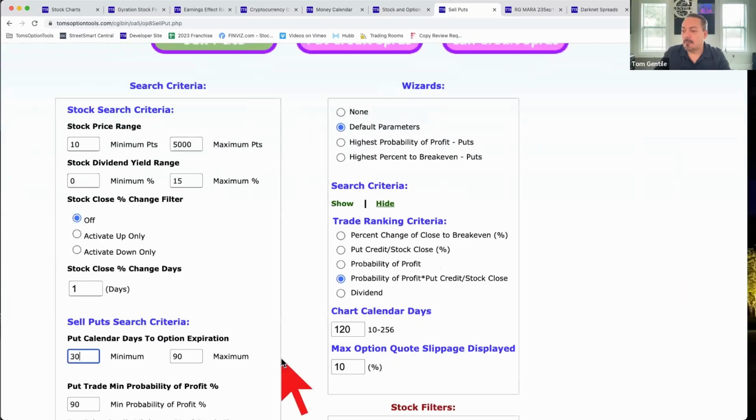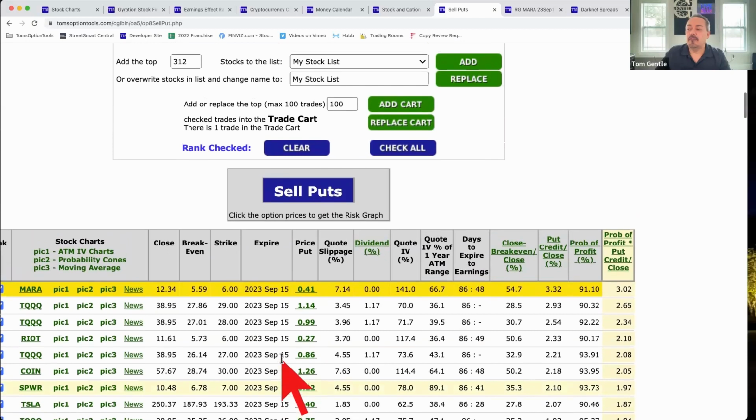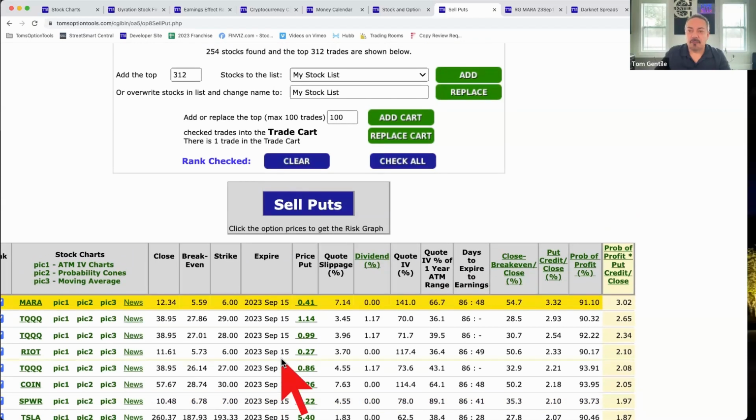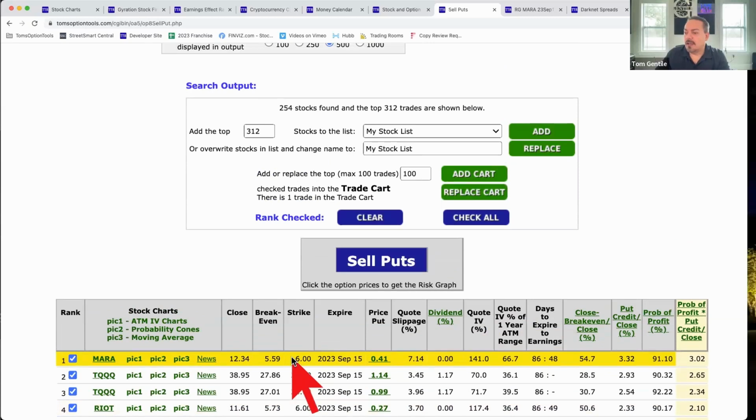I have default parameters set on there because we look at something called the probability of profit, and we multiply that times the put credit divided by the close. Again, it's just a fancy mathematical term for we're looking for what's going to give us the best juice and the best probability of profit together. So Mara is something I need to take a look at.